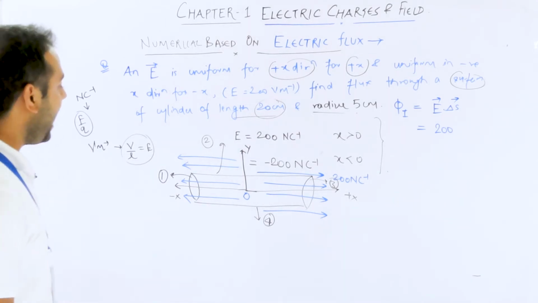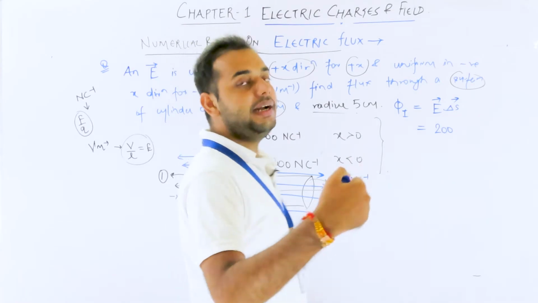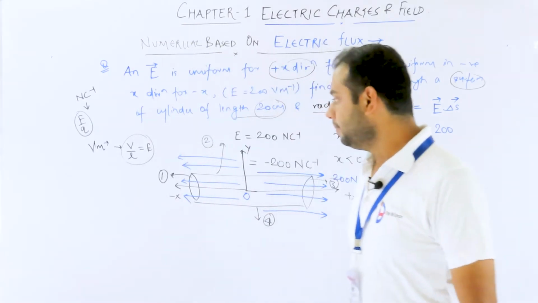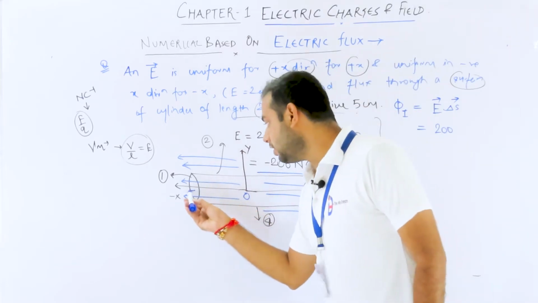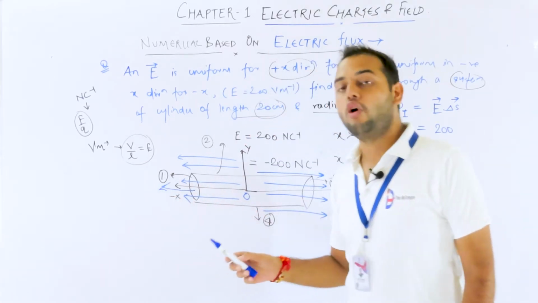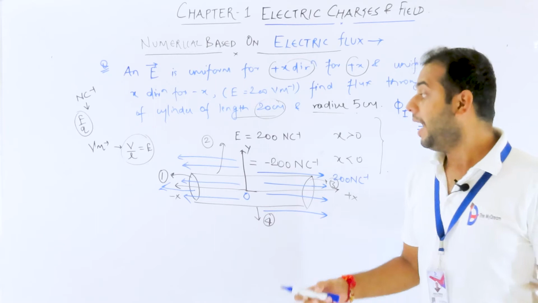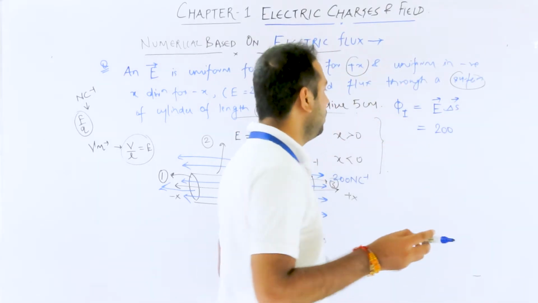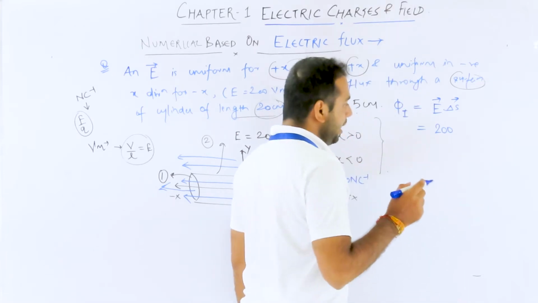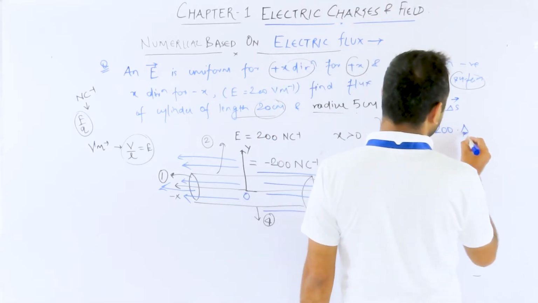Now what is the angle between the electric field and the area vector on surface number 1? The electric field is in this direction. The area vector on this surface is also in this direction because it is always radially outward, and hence the angle between these two quantities is absolutely 0. So 200 multiplied by that area multiplied by cos 0.